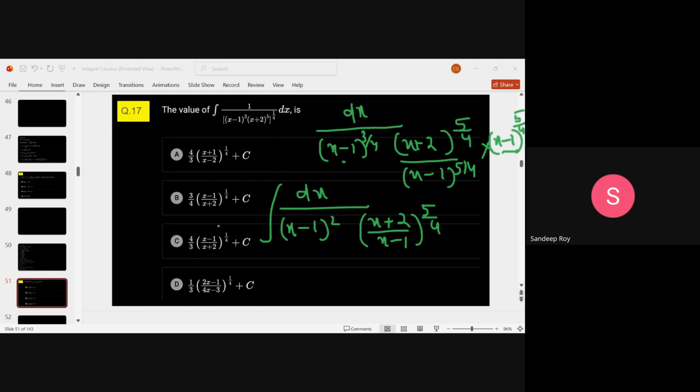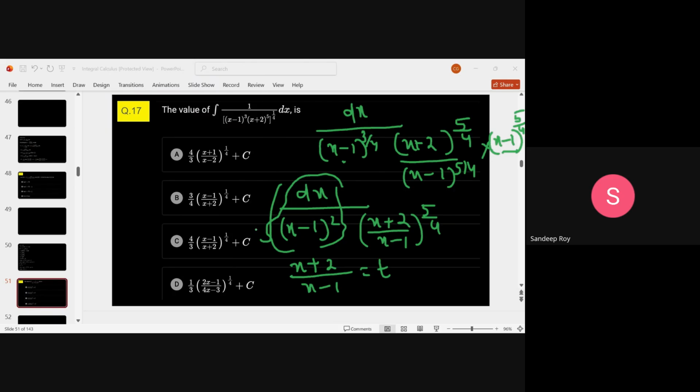Integration, right? So now here you have to take this second fraction, that is (x plus 2) upon (x minus 1), this value as t. So you take this value as t and apply the substitution method. Now you can easily solve this question. Let this value be equal to t. If you put that value as t, automatically its derivative will come. Are you getting my point? If you assume this part is t, the whole part will come as a derivative, right?